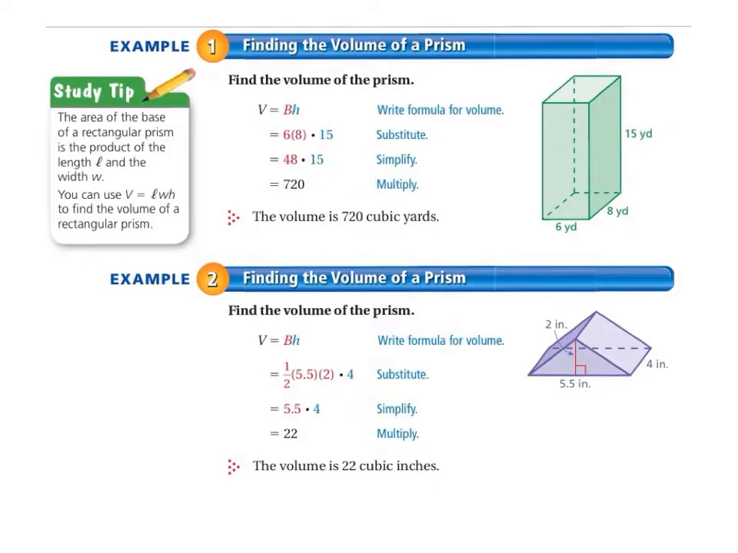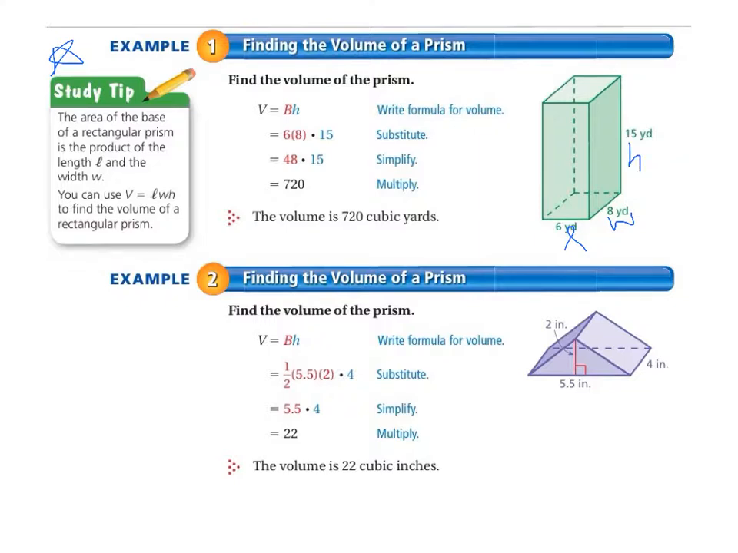Example 1. Finding the volume of a prism. Let's look at our study tip over on the left. The area of the base of a rectangular prism is the product of the length and the width. You can use V, which is volume equals length times width times height, to find the volume of a rectangular prism. So let's go ahead and label our prism with our length, width, and height. Our 6 is our length, our 8 is our width, and our 15 is our height.